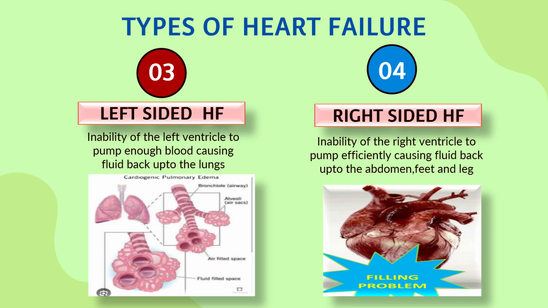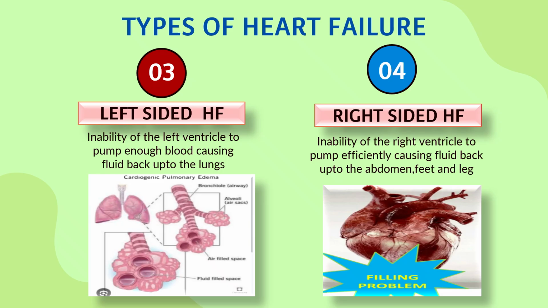Now, what do you mean by right-sided heart failure? That is the inability of the right ventricle to pump efficiently, causing fluid to back up to the abdomen, feet, and legs. So basically, you will see systemic changes related to your abdomen, that is ascites, and your feet and legs, that is edema. You will see symptoms like that.